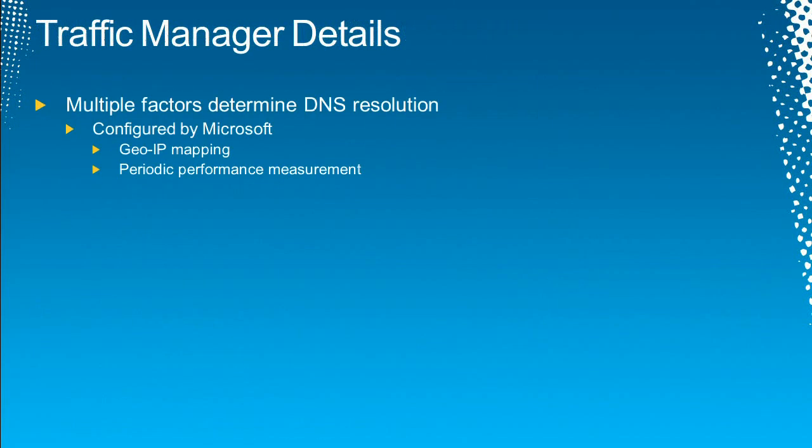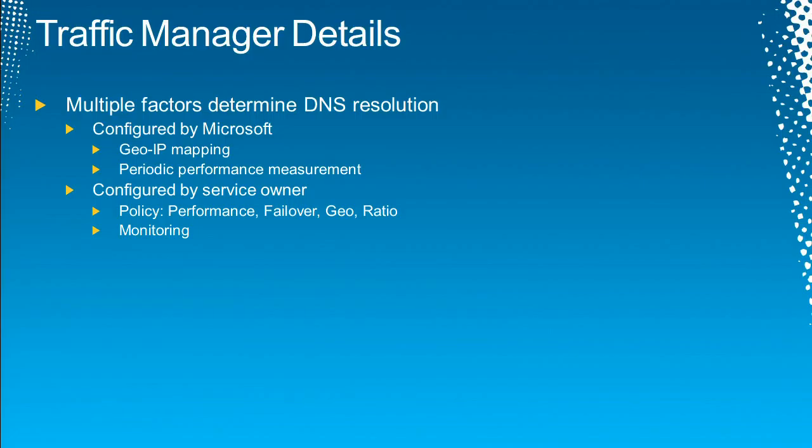So how do you set this up? Half of the stuff is configured by Microsoft. The half that Microsoft is responsible for is we maintain a geo-IP database, so we know which regions the different IP addresses are in. And we take periodic performance measurements from different places around the internet to identify which destination is the best match if we'd like to optimize performance. You control the policy, and we have 4 policies. I think the CTP has 3 policies, but the final version will have 4. Performance, failover, just target people at the particular geo, or just have some ratio for global load balancing around the world. And you also get to configure how we monitor.